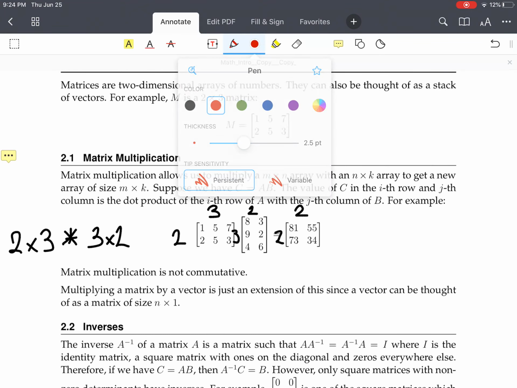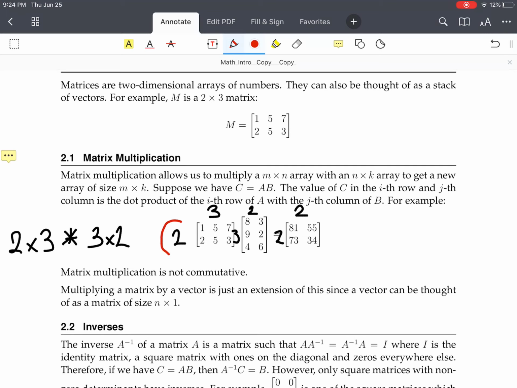So essentially, the way matrix multiplication works is it takes the number of rows of the first matrix and the number of columns of the second, and that's the dimensions of your result. So 2, 2, and you get a 2x2 matrix out. Okay? So now that we have that, let's look at how to actually compute the values. So all this is essentially right here where we have 81. That's in the first row, first column. And so what that's going to be is the dot product of 1, 5, 7 with 8, 9, 4.